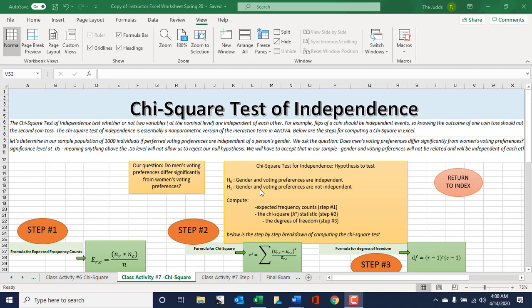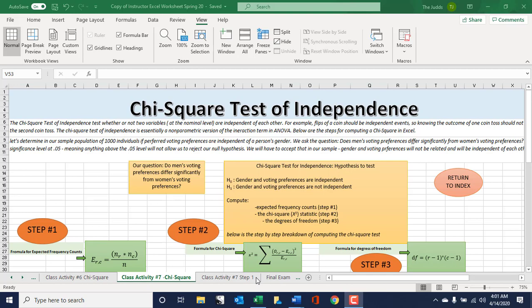To compute the chi-square, you have to know the expected frequency counts, you have to know the chi-square statistic, and you have to know the degrees of freedom. So that's what we're going to break down now with our data. I've provided you the data in the handout. We have a total of 400 men and 600 women. We're going to say that we surveyed 1,000 people who were reading information on COVID-19, and we wanted to know what their voting preferences were. So we sampled 1,000, and we had 400 males and 600 females.